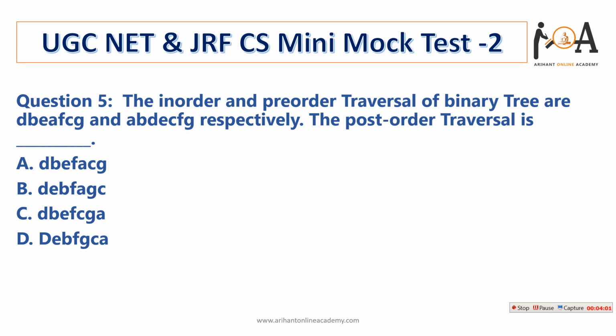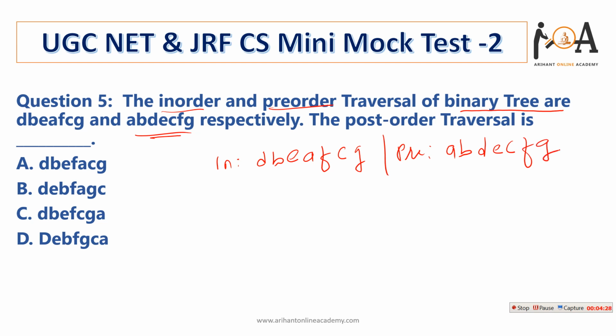The next question is, the in-order and pre-order traversal of a binary tree are, okay, in-order is given to us. In-order traversal is D, B, E, A, F, C and G. And pre-order is also given to us. Pre-order is A, B, D, E, C, F and G. So what is the post-order? For post-order we will take the help of in-order and pre-order, and then design the binary tree, and then we will evaluate what is the post-order.